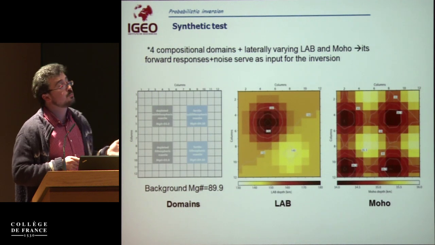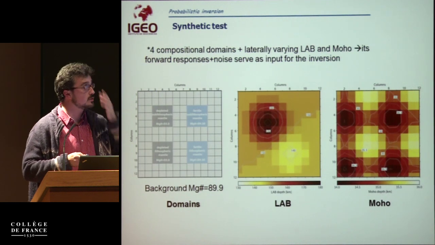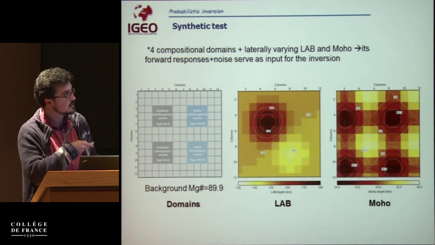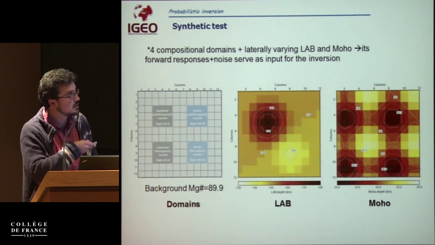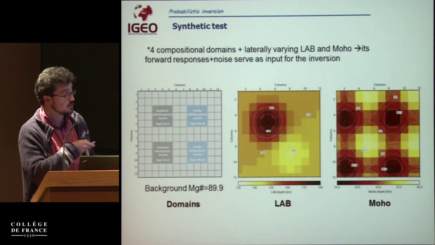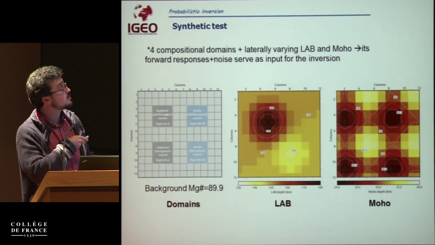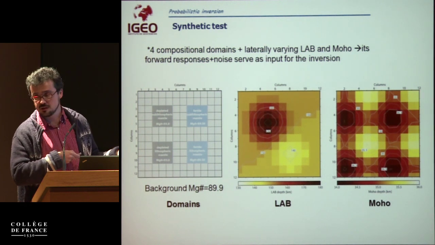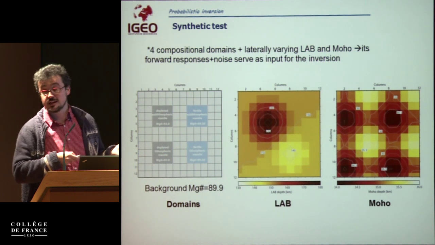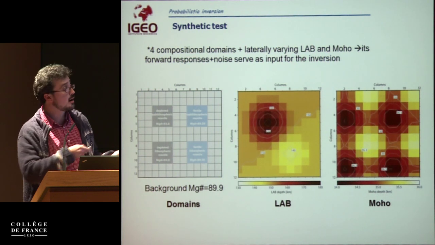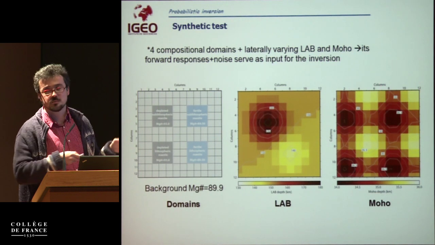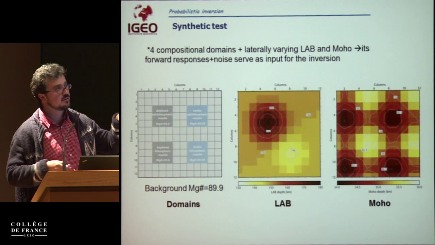So let me show you a synthetic example to see how things work. We have a synthetic model with a lithospheric thickness that is somewhat thick here, 170, 180 kilometers, thinning towards the southeast of the model. We have 4 compositional domains, 2 depleted domains here with magnesium number of 93, and 2 fertile domains with magnesium number 89.3, with respect to a background value of 89.9. We also have this sort of periodic pattern in the Moho. This is just random, to avoid having just a flat Moho.